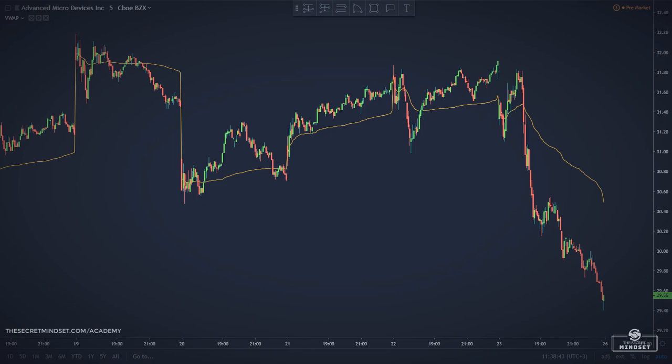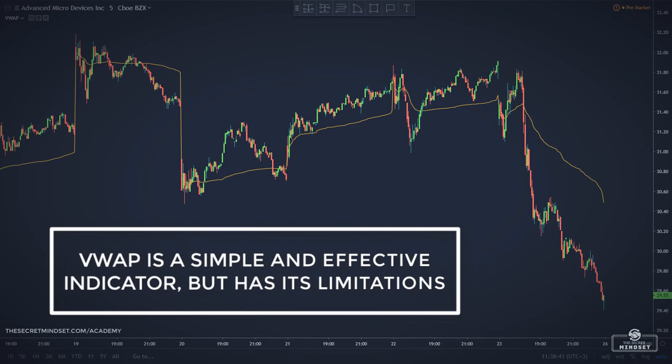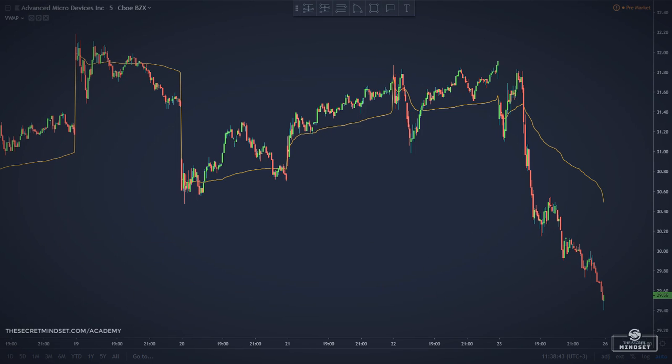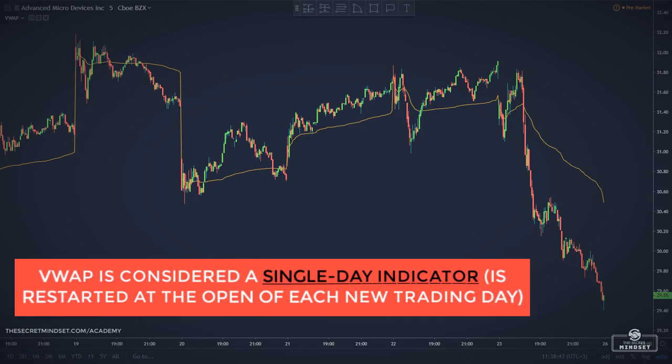The VWAP itself is a simple and effective indicator, but that doesn't mean that you can just add it on the chart then expect killer results. The volume-weighted average price has its limitations. VWAP is considered a single-day indicator and is restarted at the open of each new trading day.